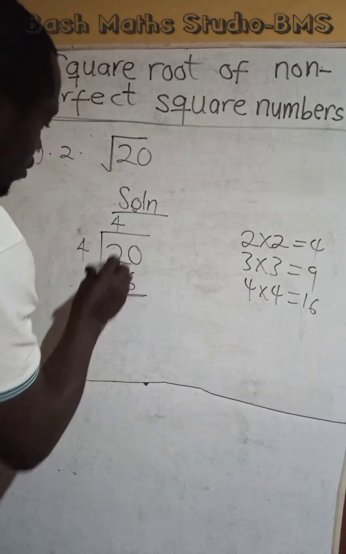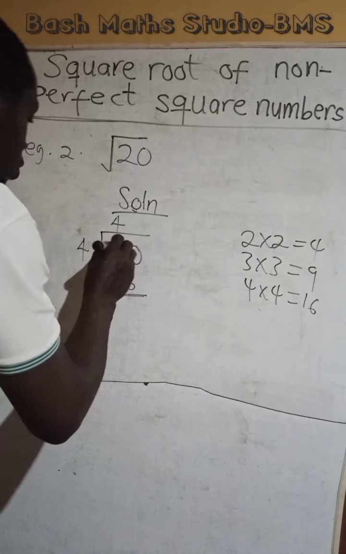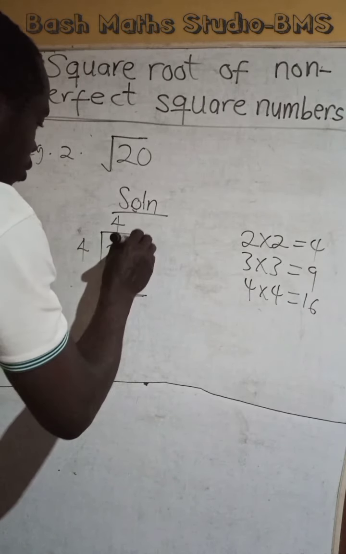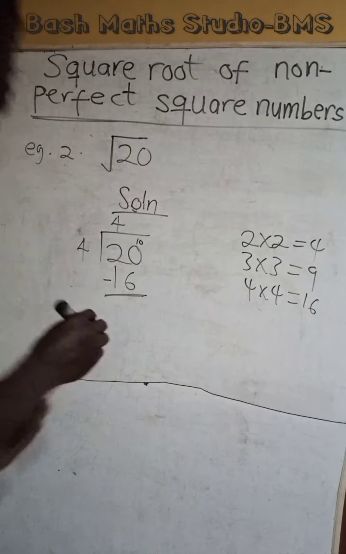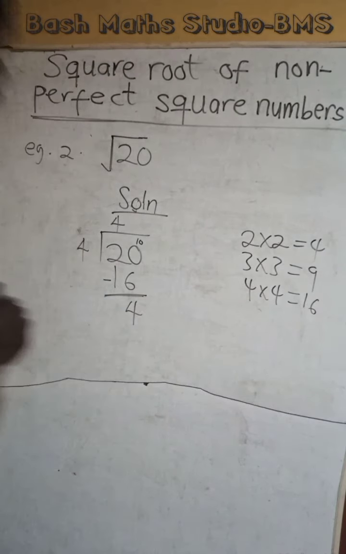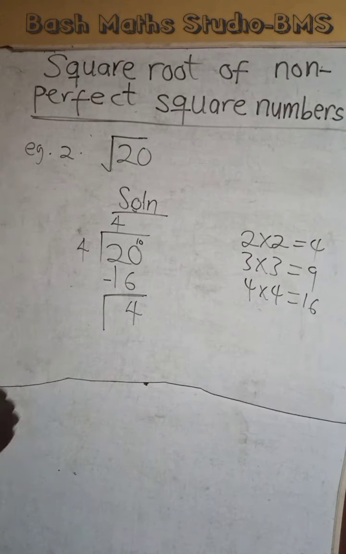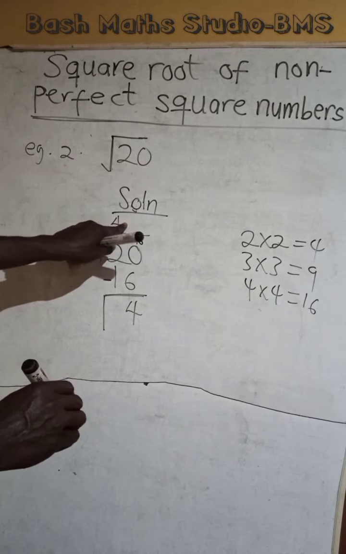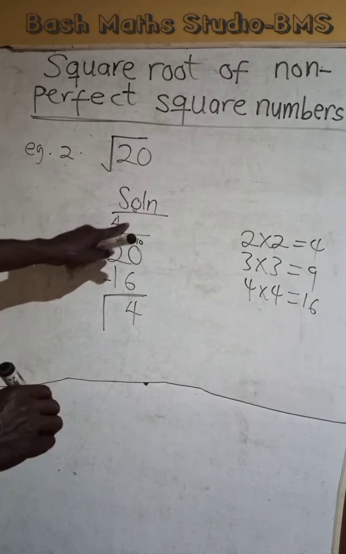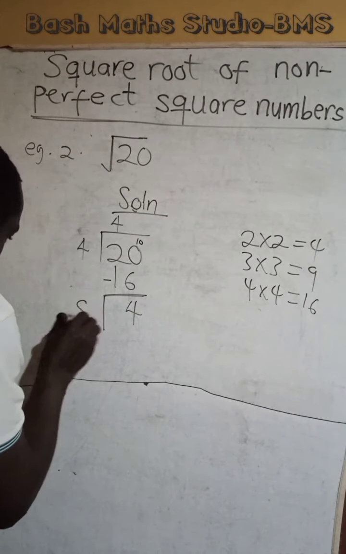So when we subtract, remember we will do borrowing. It's not possible to subtract 6 from 0, so we go to the left hand side, we borrow 1, it becomes 10. And so you subtract 6 from 10, you get 4. Then now we move on. So after we double this number, or you just add the new number or the top number to the divisor, so you will get 8.